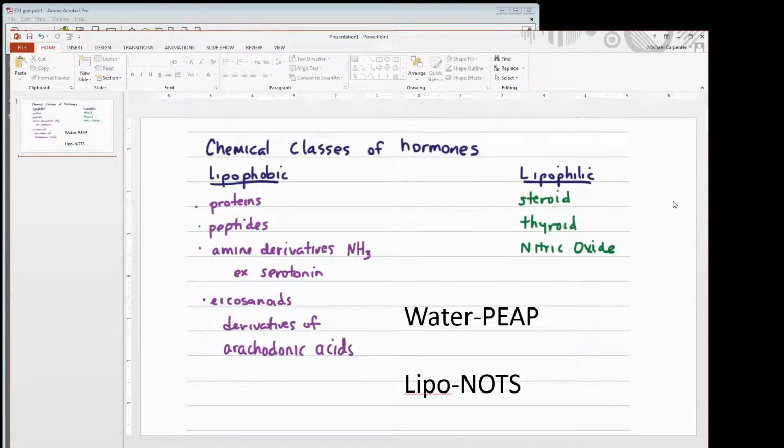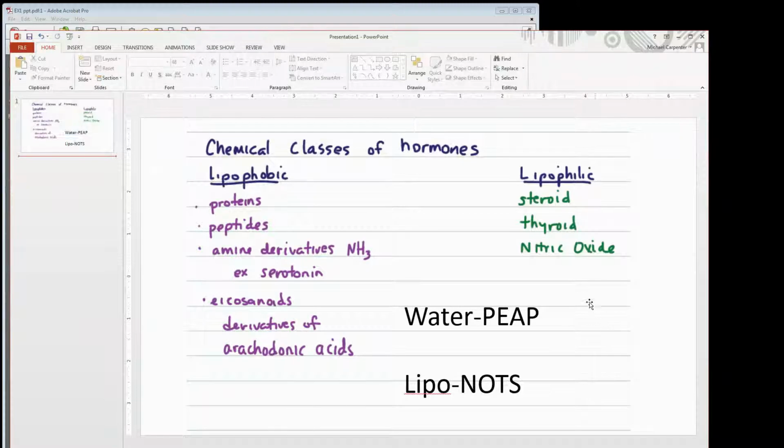Peep is a networking term, so I have an advantage here, but you guys can just remember my water buddies, my water peeps, and my liponauts. And I just thought astronaut when I couldn't remember. Water peeps, liponaut, astronaut. And that follows with protein, eicosanoids, amines, peptides. And then liponauts: nitric oxide, thyroid, and steroids.